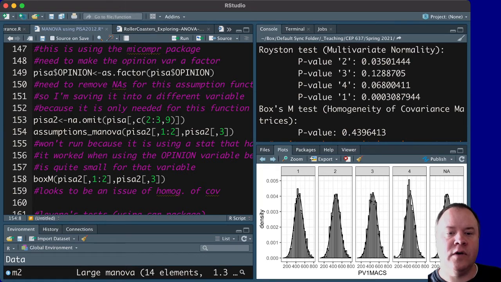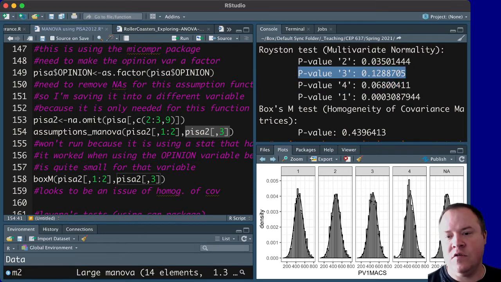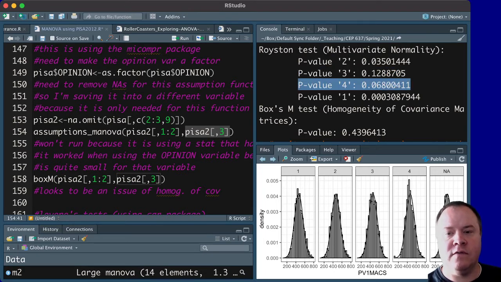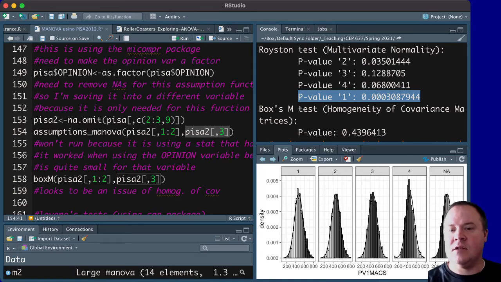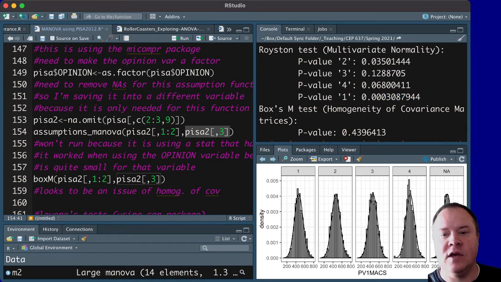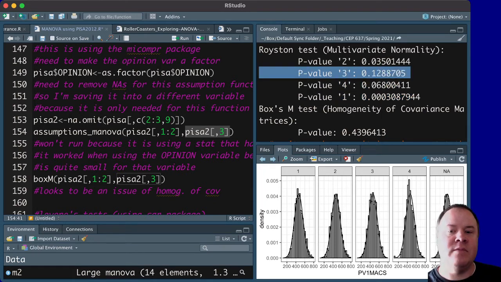So here I've got the two outcome measures, algebra and geometry, and this is the opinion grouping variable. And so it's showing us here that across the groups, it looks like group 3, we don't have any issues with, actually group 3 and group 4, we don't have issues with, but for groups 2 and 1, there appear to be issues. Part of that could be that group 4, for instance, and group 3 had smaller sample sizes, so maybe it's not impacting it as much.